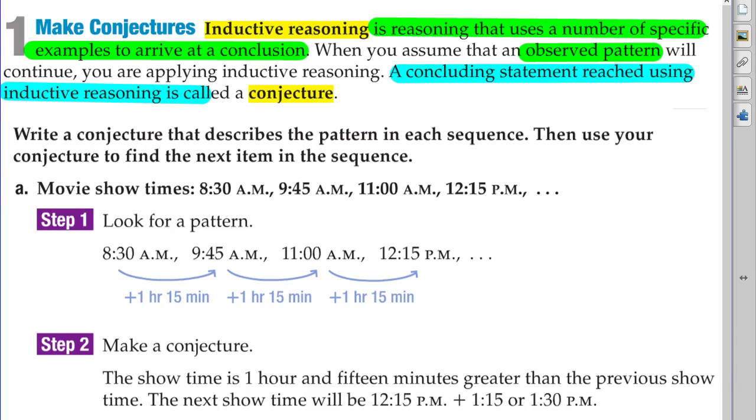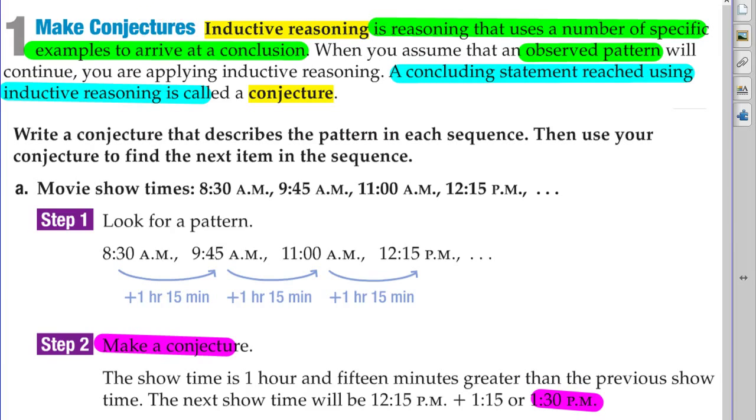For the first example, right out of the textbook, write a conjecture and then use your conjecture to find the next item in the sequence. For instance, a movie is showing at 8:30, then at 9:45, then 11 a.m., then 12:15. The first thing you do is look for a pattern, and hopefully it's obvious that every hour and 15 minutes this movie is playing. That's your pattern. Your conjecture is that the show is an hour and 15 minutes later than the previous one. Now your next term would be to take 12:15 and add an hour and 15 minutes: 1:30 p.m. That's how inductive reasoning works.